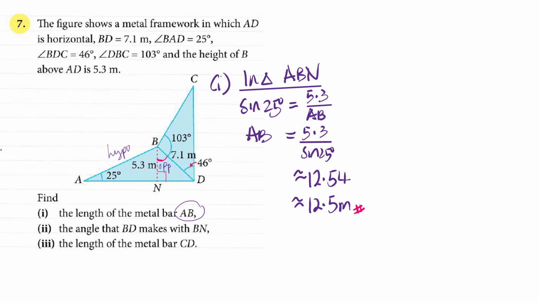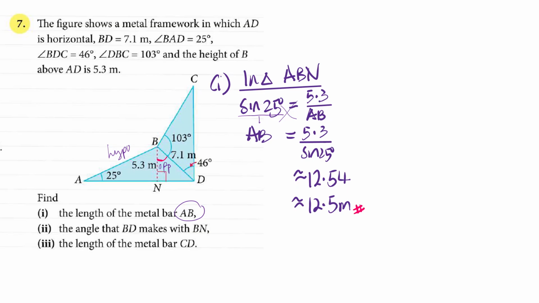So we just do a cross multiply. Sine 25, you can write it as sine 25 over 1. So you will have AB times sine 25 equals 5.3 times 1. Then you divide by sine 25 on both sides. So AB is 5.3 over sine 25.